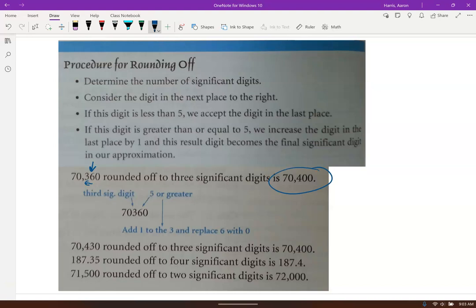So that's where we get the 70,400, right? On the 70,430, now I'm looking at the 3 right there. I'm going to round that, since it's a 3, I'm going to leave the 4 the same. So 70,400, right? And make that a 0.